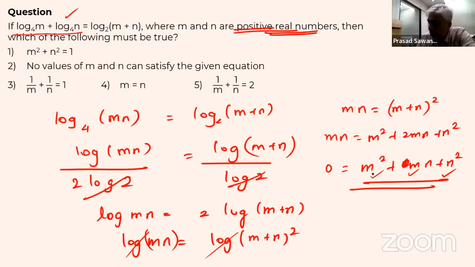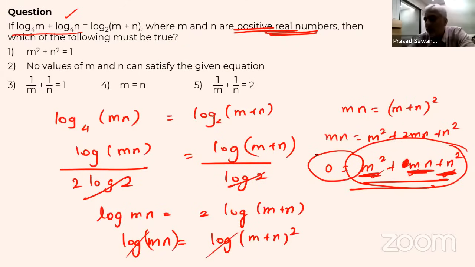Because if this is a positive number, this is a positive number, and this is a positive number, how can the answer come 0? M square, m is positive, so m square is positive. Mn both are positive, so mn is positive. N square is positive. Positive plus positive plus positive cannot be 0. Hence, the answer is the second option.